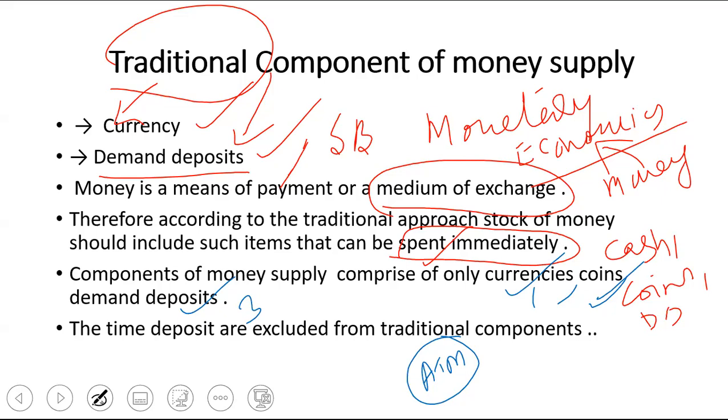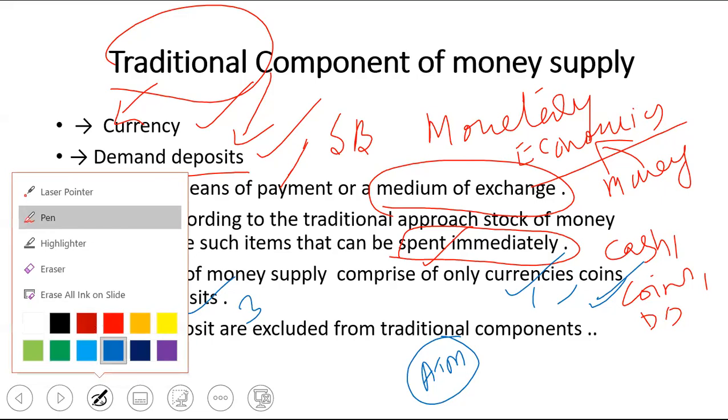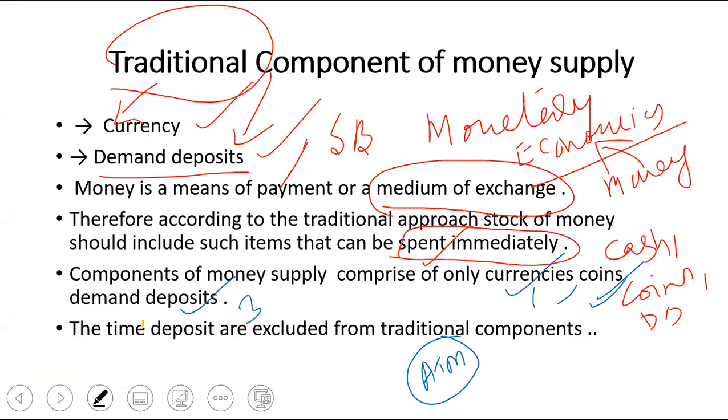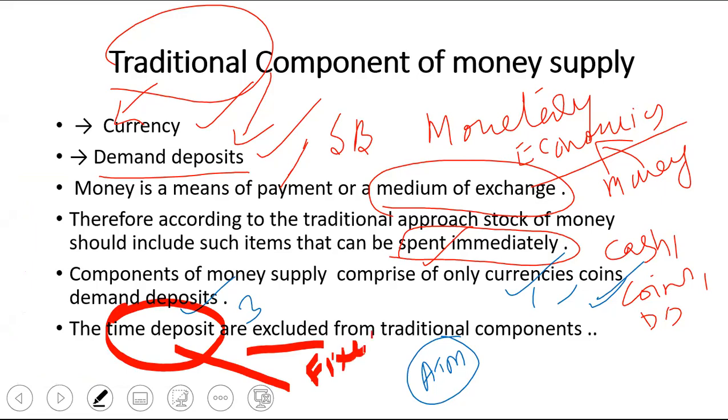Therefore, we are not including time deposit. Time deposits are excluded. Children, in India, time deposit is a foreign term. What is the other word for time deposit in India? Fixed deposit. Take down. The other word for time deposit is fixed deposit.